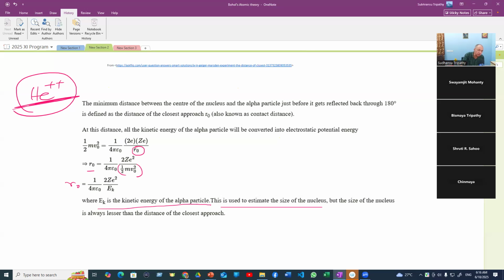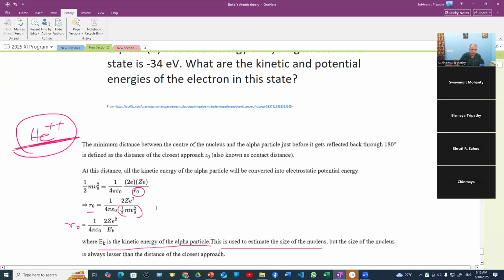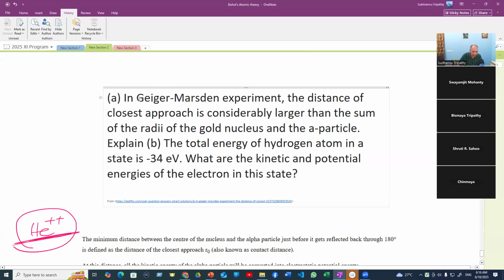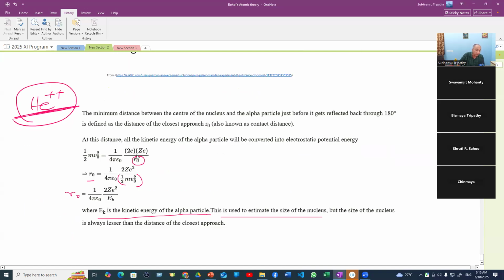So the distance of closest approach is much greater than the sum of the radius of the alpha particle and the gold nucleus. Remember this? And in fact, the Geiger-Marsden experiment is used to find this distance by experimental method.